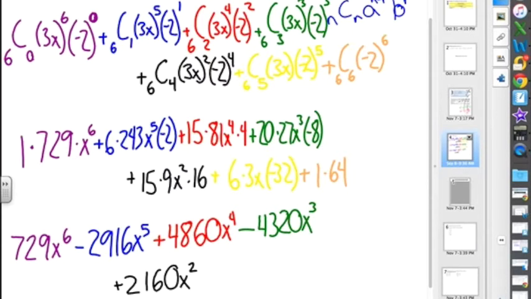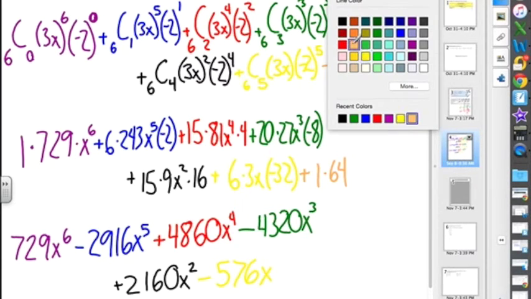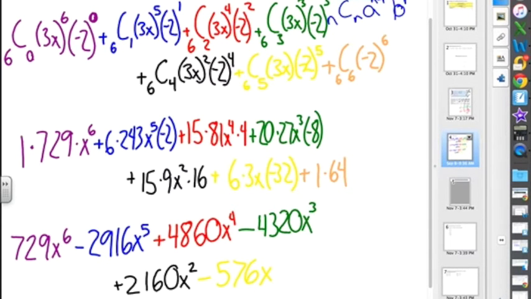And now we're to our yellow one. It's going to be negative because we got a negative 32. What does that come out to? 576. Okay, others get the same thing? All right. And then our last term, plus 64. And again, that's positive because now negative 2 is to an even power, the sixth power.